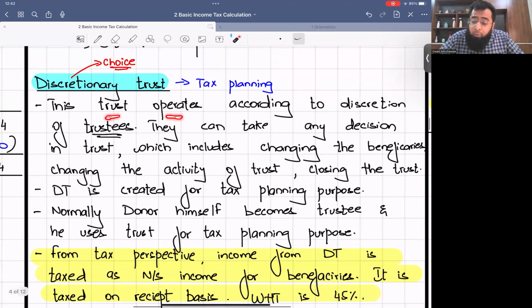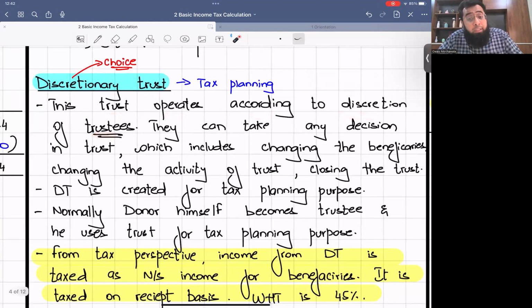This trust operates according to the discretion of the trustees. They can take any decision in trust, which includes changing the beneficiaries, changing the activity of the trust, closing the trust, anything. Discretionary trust is created for tax planning purpose. Normally, donor himself becomes the trustee and he uses the trust for tax planning purpose.